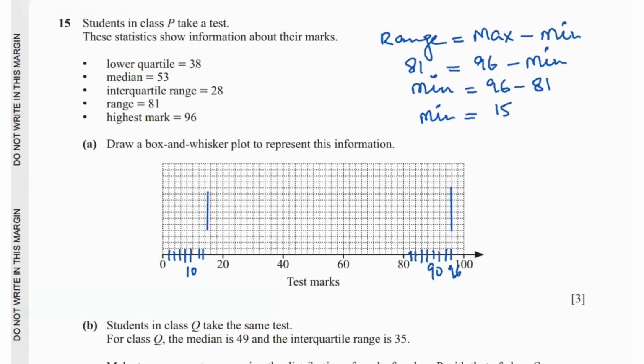That's 96. Then for median, that's 53. So 1, 2, 3, 4, 5, 50. So in the middle over here, that's your median. Now they've given us the lower quartile, which is 38. 2, 3, 4, 5. This is 30. This is 38.